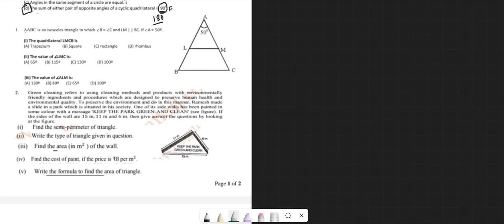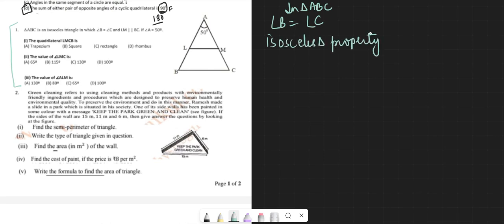Next, proceeding on to the next question and the next case study. I suppose this one is the one which covers the given figure. So they say triangle ABC is isosceles. Angle B is equal to angle C. Now in triangle ABC, if angle B is equal to angle C, then by the isosceles triangle property, which says sides opposite to equal angles are equal, I would get AB is equal to AC. And LM is parallel to BC. Angle A is given as 50 degrees, right? So we need to answer all these questions.